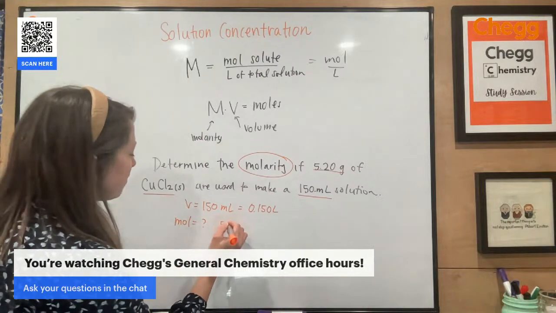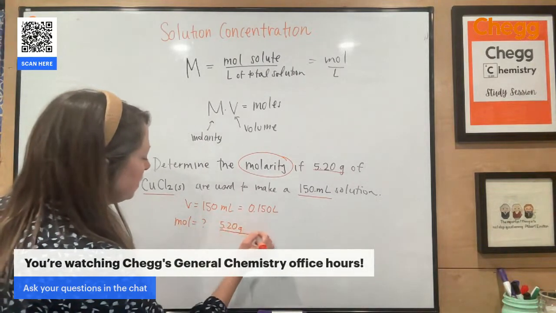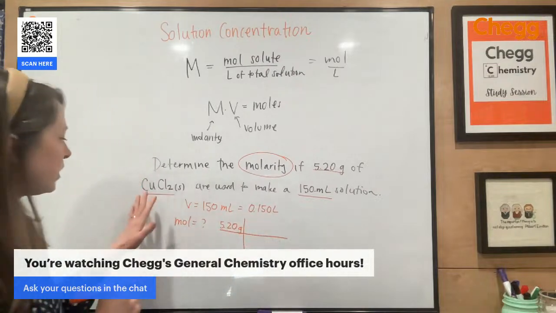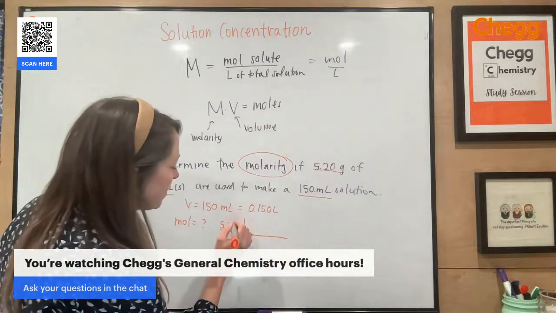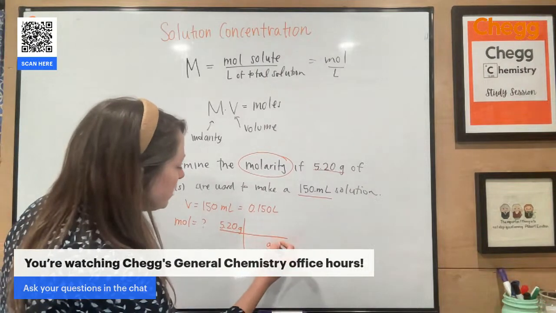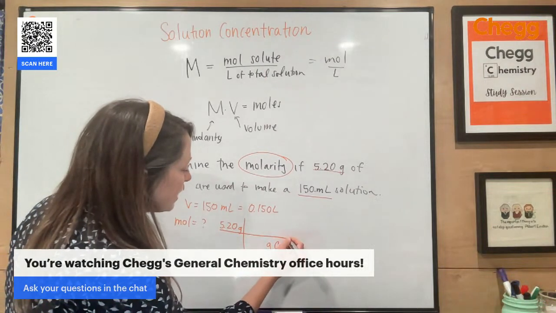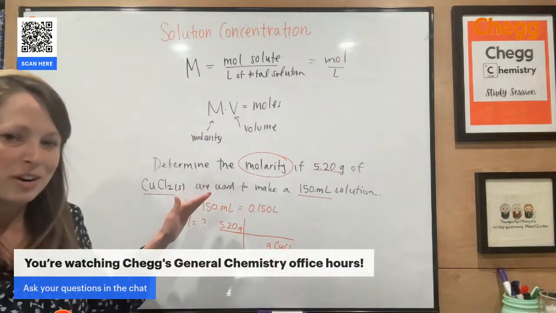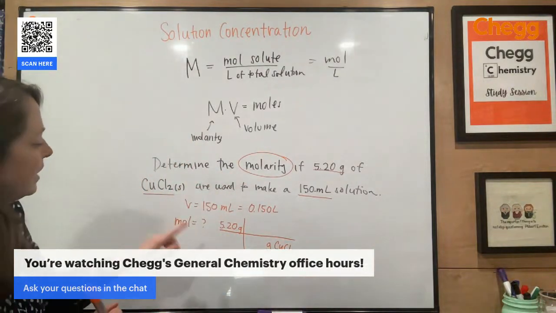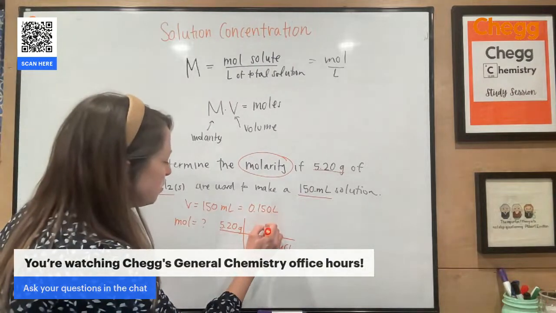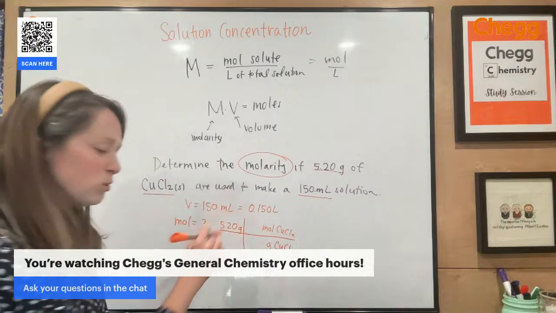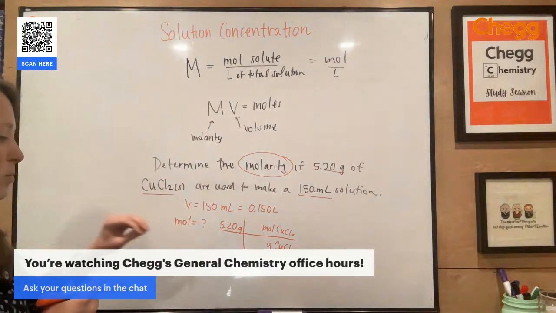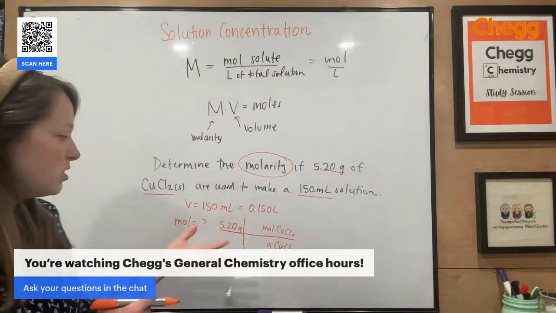I'm going to take my 5.20 grams and convert from grams of copper 2 chloride into moles. Whenever I'm doing this type of conversion, I put the unit I'm converting out of, grams, in the opposite position. It's in the numerator originally, so I'm going to put it in the denominator. Then what I'm looking for is the moles of copper 2 chloride. Notice I haven't put any values in yet. Always start with your units, then work your way back into the numbers.